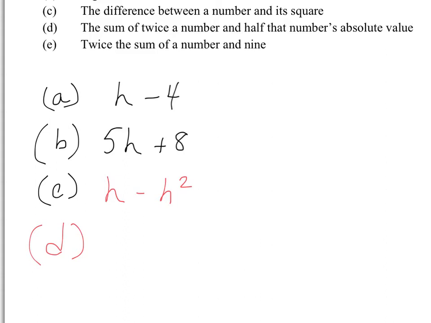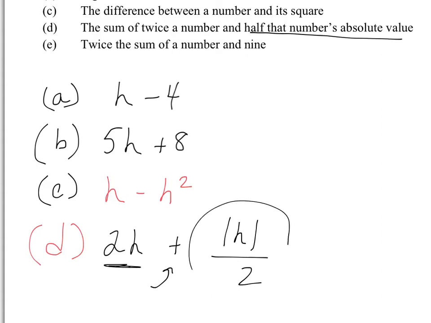The sum of twice a number and half that number's absolute value. Right. 2h plus the absolute value of h over 2. Very good. Well done, Ryan. Okay, the sum of means the plus sign in the middle. So here's the beginning of the sentence. The sum of twice a number comes right here, and half that number's absolute value is right here. Okay?